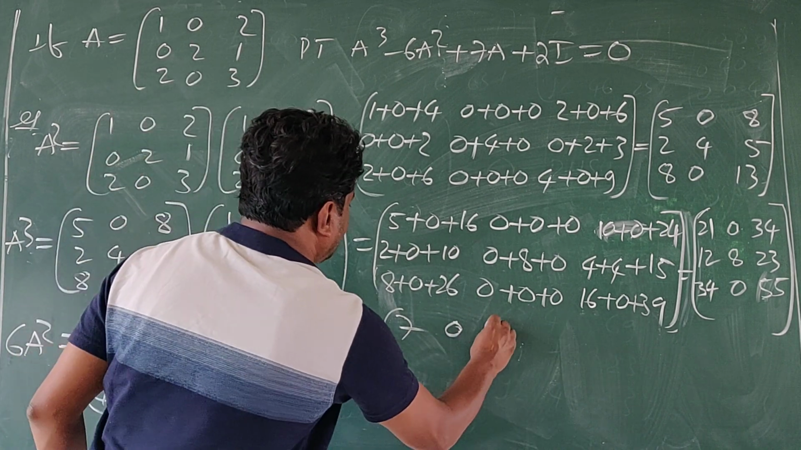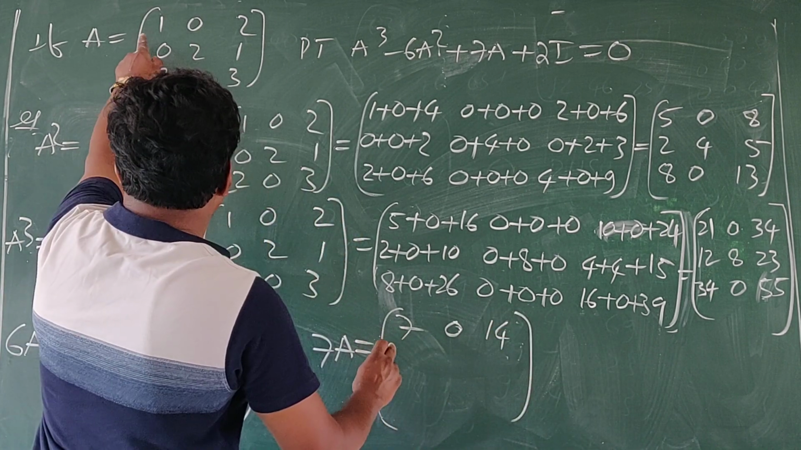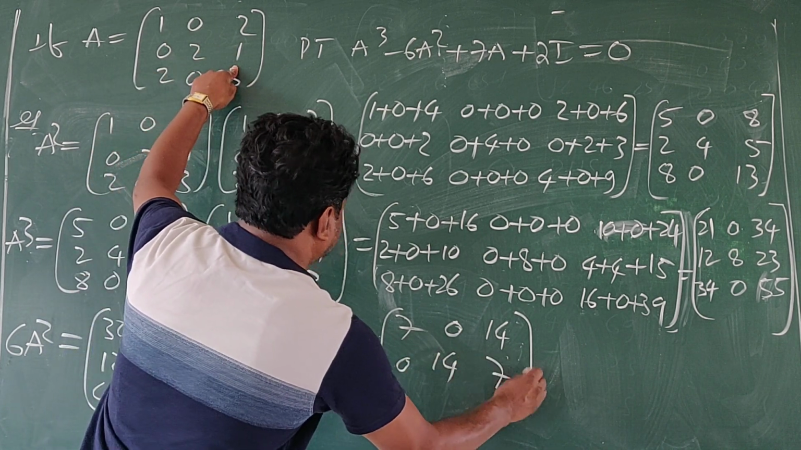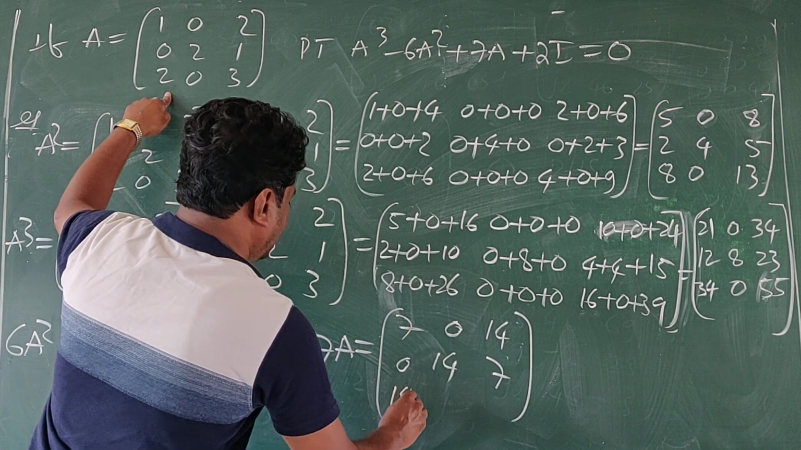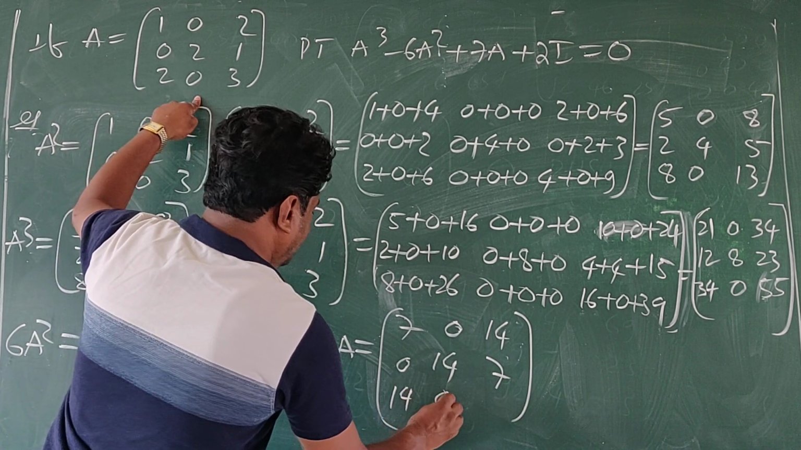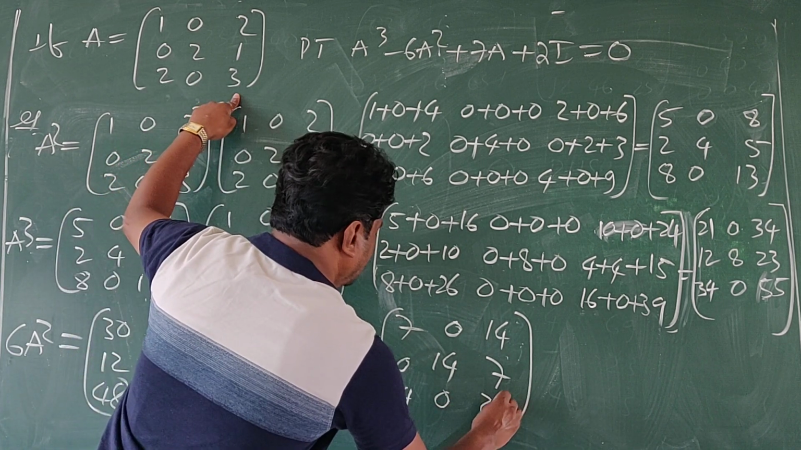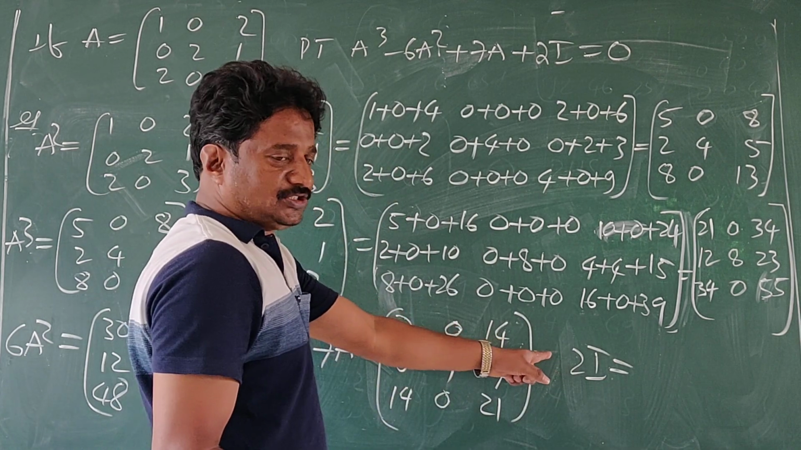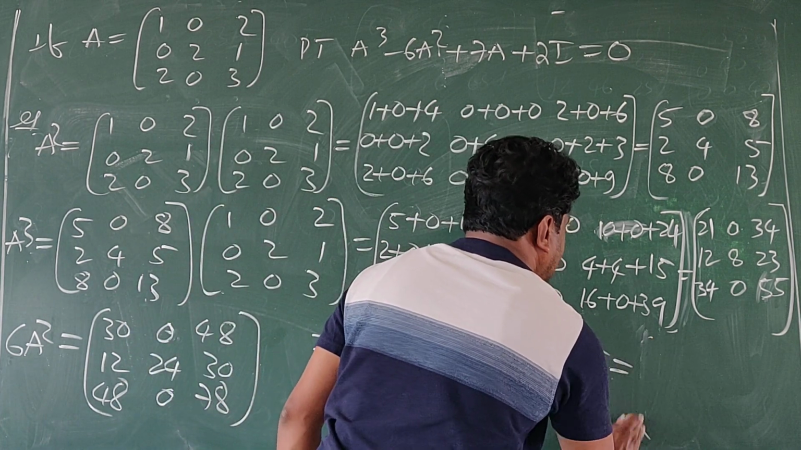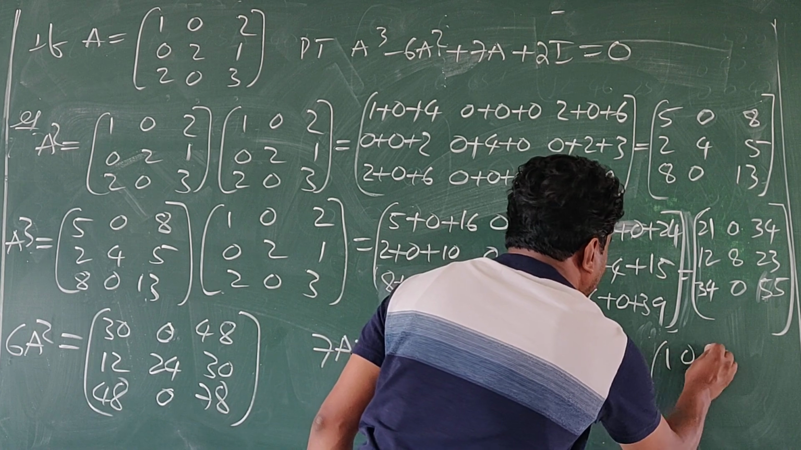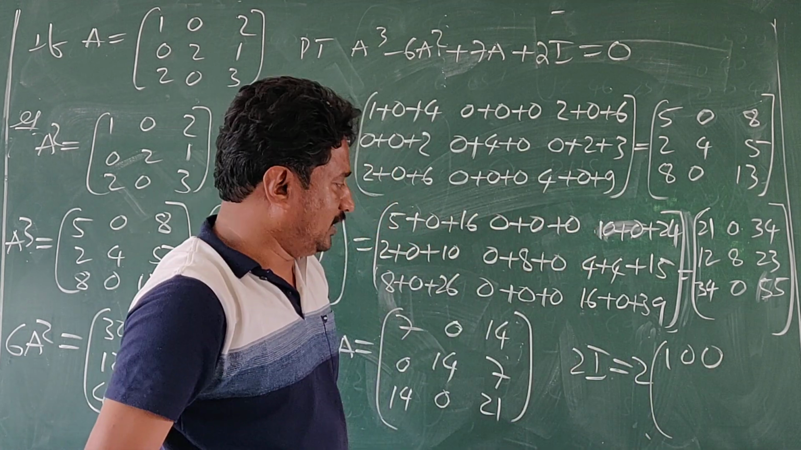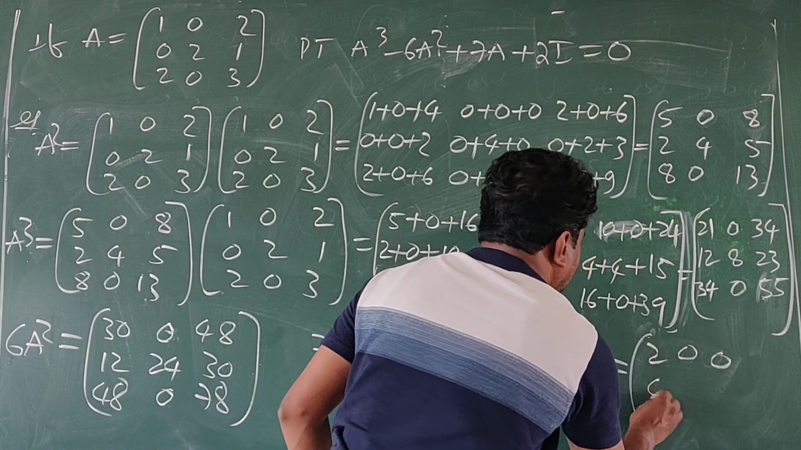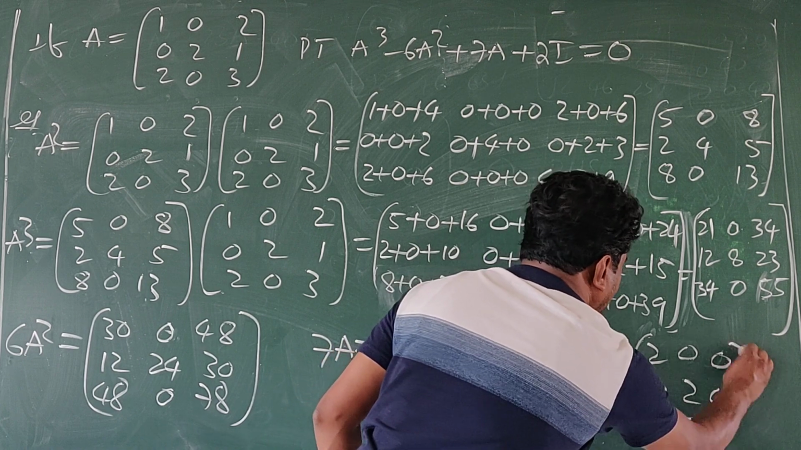Next, 7A: multiply all the elements of A by 7. 7 0, 7 2s are 14, 7 1 is 7, 7 2s are 14, 0, 7 3s are 21. Next 2I: multiply the unit matrix by 2. So 2I means 2 0 0, 0 2 0, 0 0 2.